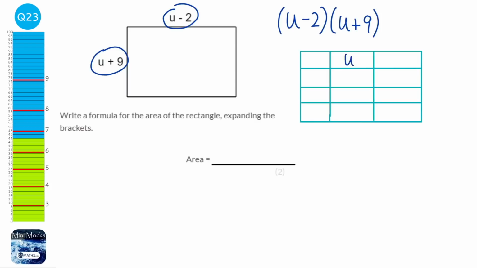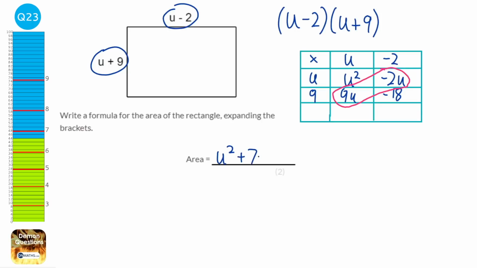And so we've got u minus 2, and we're multiplying it by u plus 9. And so we've got u times u, which is u squared, u times minus 2, which is minus 2u, 9 times u, which is 9u, and 9 times minus 2, which is minus 18. And what we're going to do is add the like terms together. So our answer will be u squared, and then 9u plus minus 2u. Well, that's just going to be 9u take away 2u, which is 7u. So plus 7u, and then minus 18 at the end.